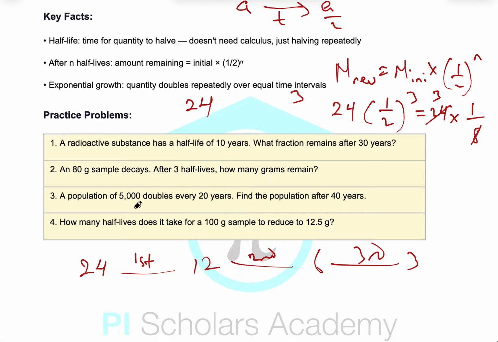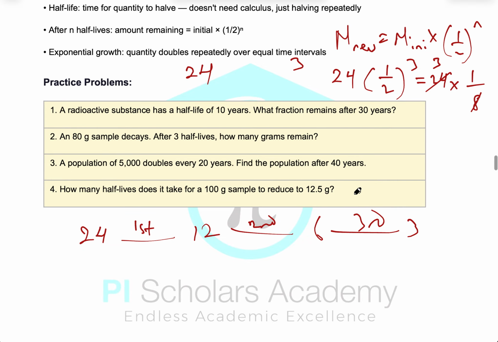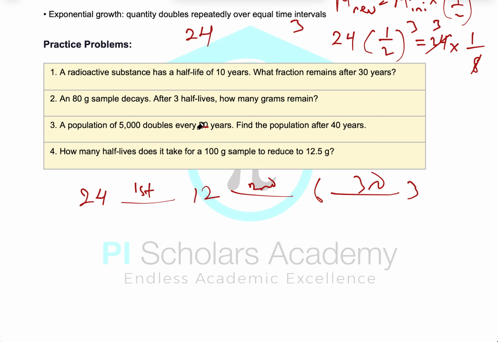So let's look at one of these samples here. It says a population of 5,000 doubles every 20 years. Find the population after 40 years. The first thing that is going to matter here is how many doublings would have happened in this process. Since the doubling happened every 20 years, that means that after 40 years, there would have been doubling twice. And so that means that you have 5,000 multiplied by 2 raised to power 2, and that will be 5,000 multiplied by 4.